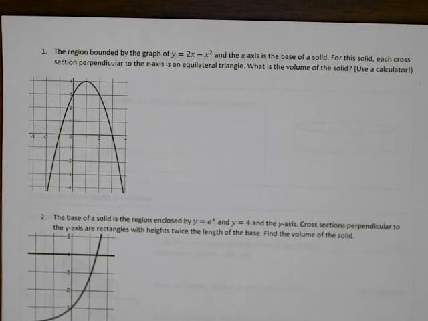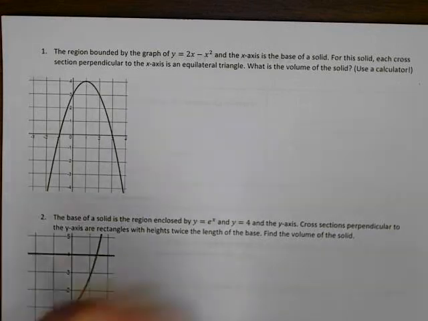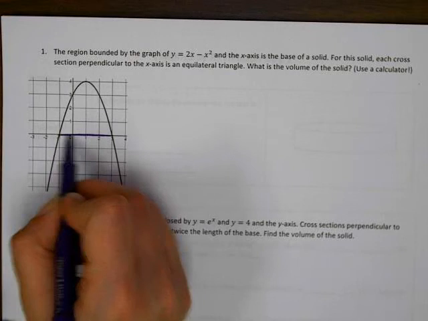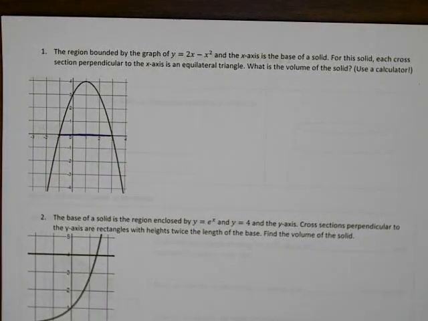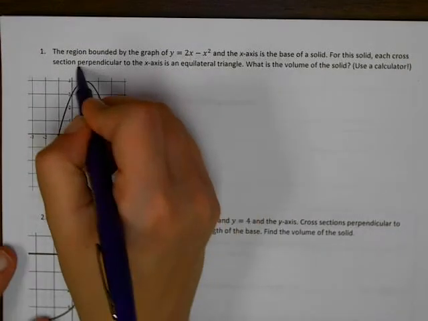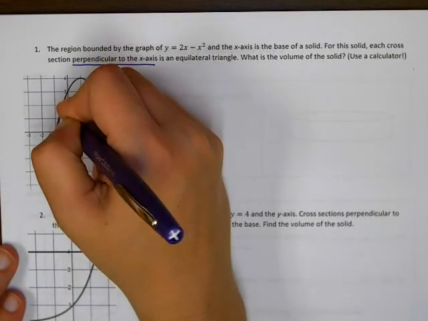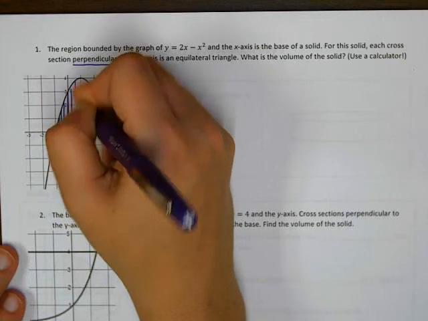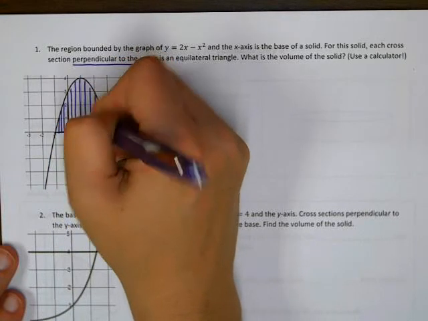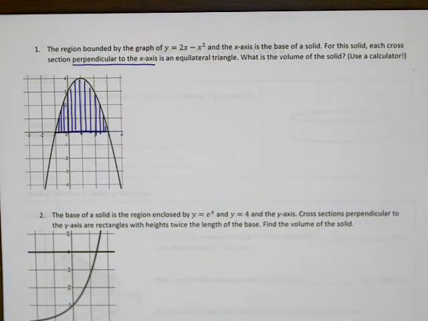So let's take a look at how this would work. For problem number 1 here, I've already provided you with the graph, and it says in the directions, the region bounded by the graph of y equals 2x minus x squared, so this picture, and the x-axis, so we're supposed to use this as one of our boundaries, is the base of a solid. For this solid, each cross-section perpendicular to the x-axis is an equilateral triangle. As we saw in class, from above, when you're looking at the base, our cross sections just look like straight lines because they're so skinny. And since they're perpendicular to the x-axis, we draw those straight lines going vertically. In other words, perpendicular to the x-axis. What is the volume of this solid?